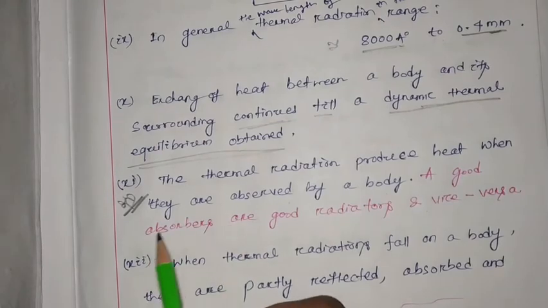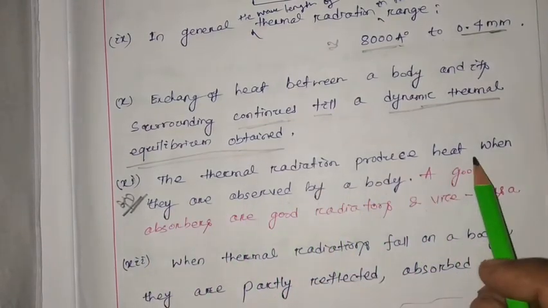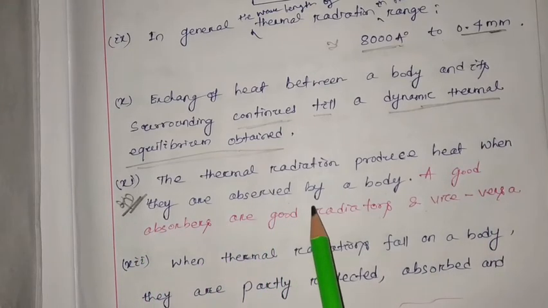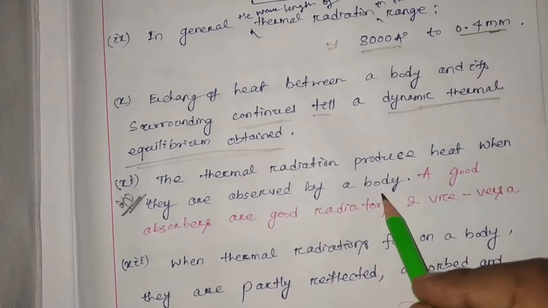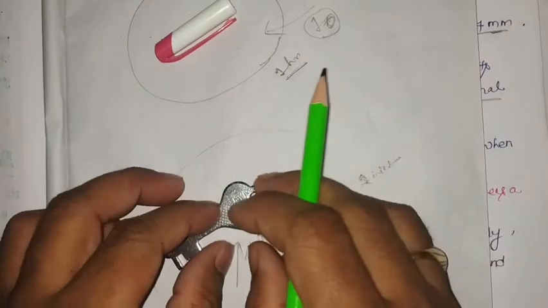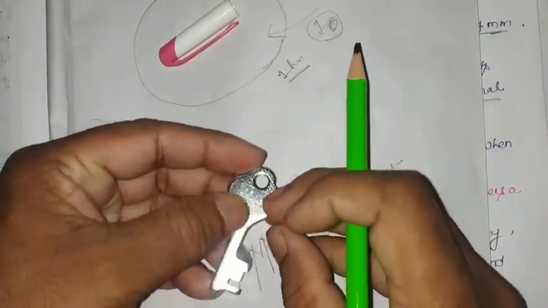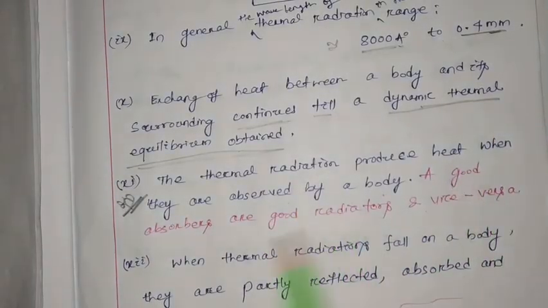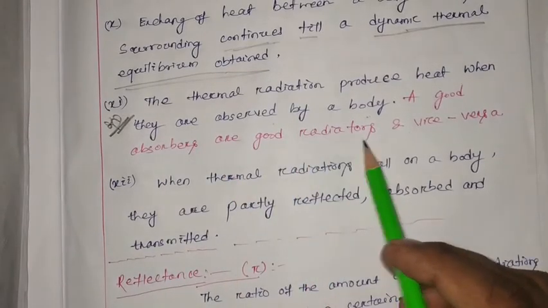The thermal radiation produces heat when it is absorbed by a body. So if thermal radiation is absorbed, the body will get hotter and hotter. A good absorber is a good radiator also, and vice versa.